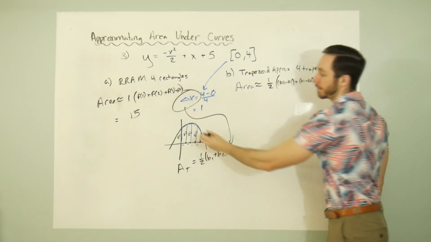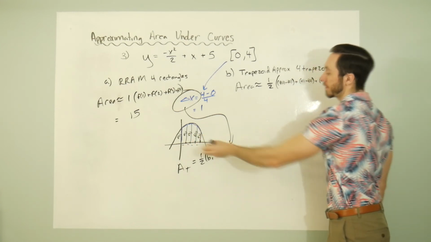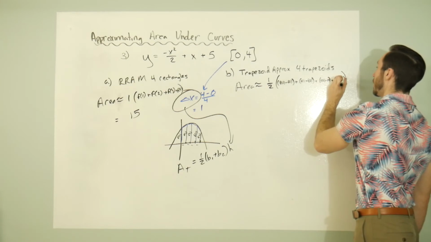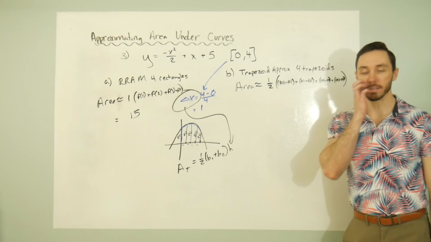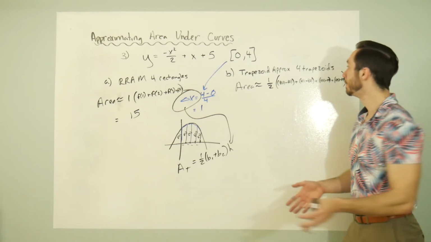And then one more time, my b sub 1 is now f of 3, and my b sub 2 is f of 4. So f of 3 plus f of 4. Yeah, kind of had to cram that in there. But you'll sometimes see in textbooks the trapezoid method has its own shortcut formula.